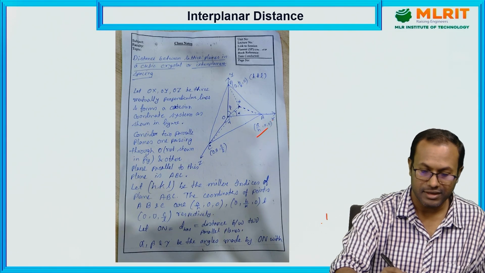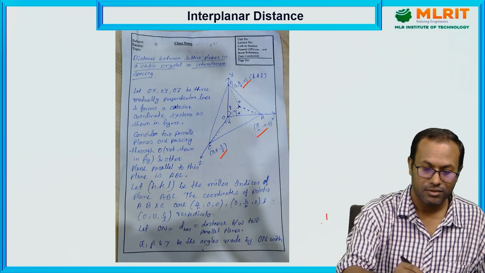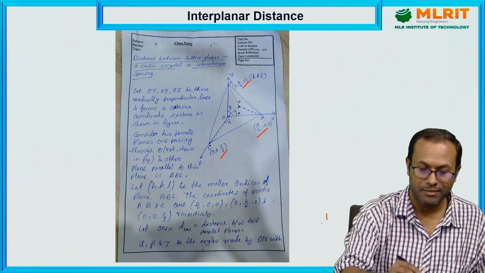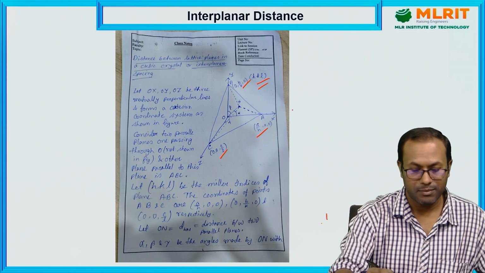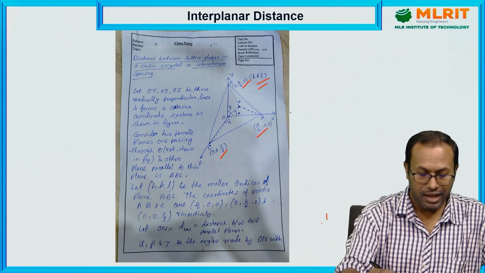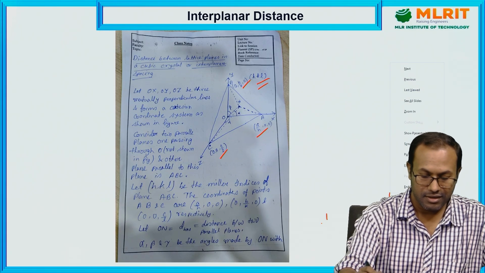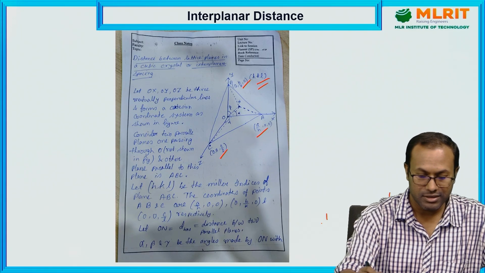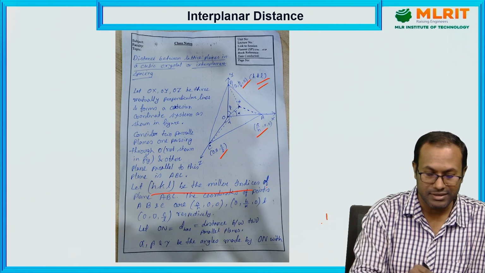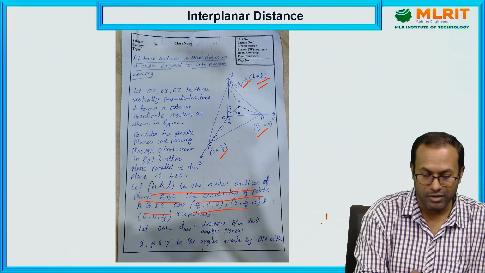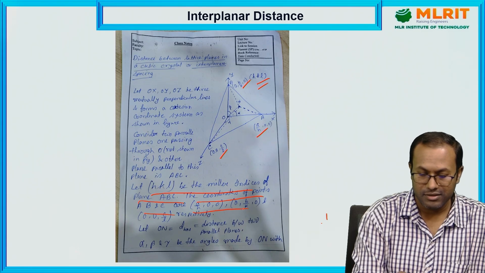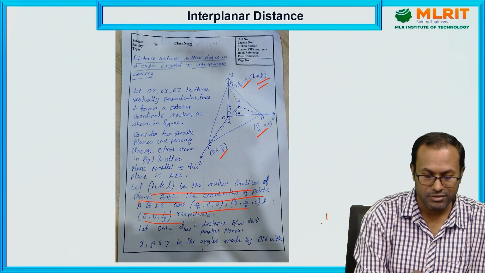Okay, so these are the three points of the plane ABC. H, K, L are the Miller indices of the plane. From there we can get the idea of the intercepts. The coordinates of the points A, B, C are A by H, 0, 0; 0, B by K, 0; and 0, 0, C by L. These are the three points.